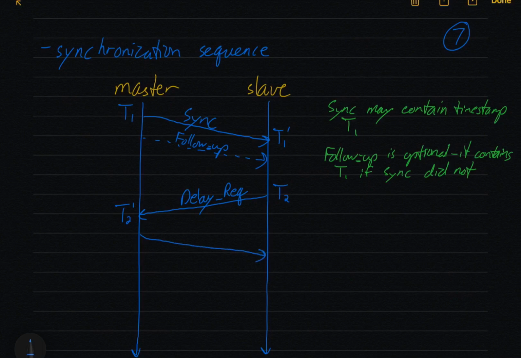And then the master will record when it receives that request, T2 prime, and it will send that back to the slave. So this is the delay response, and delay response contains the T2 prime timestamp. And that's the protocol. So now we can actually work out what the slave synchronization error is, and also what the delay was in the network.